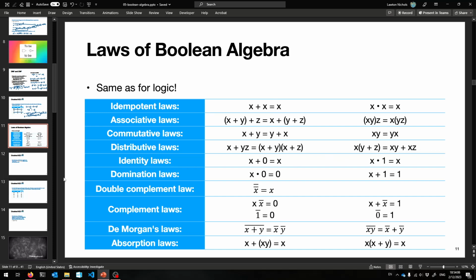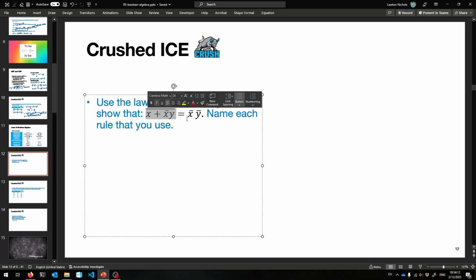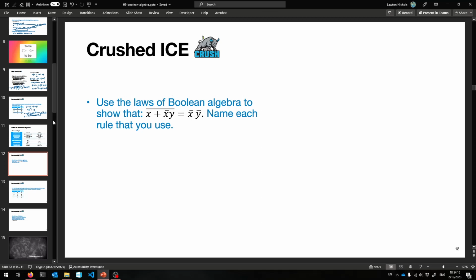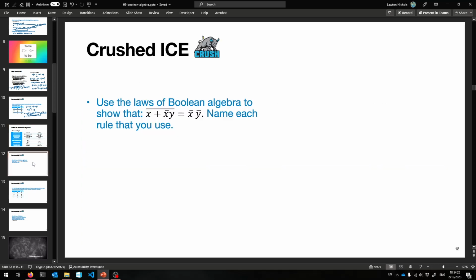So take this slide, and here's a question for you. Using the laws of Boolean algebra, show that this Boolean expression is equal to this Boolean expression, and show every rule that you use. So take this and then use this, name each law / rule, and that will get you to your final answer.